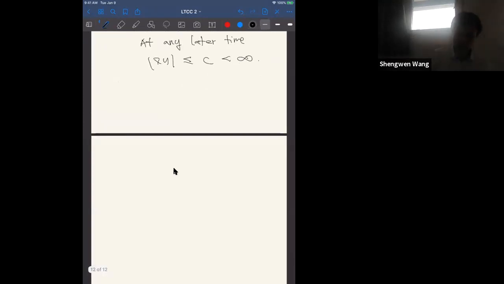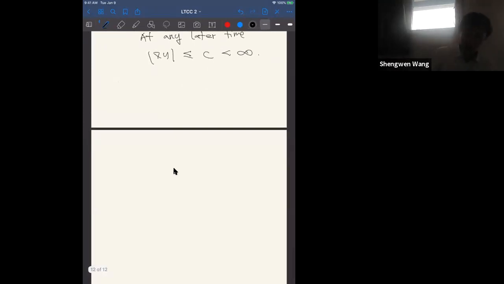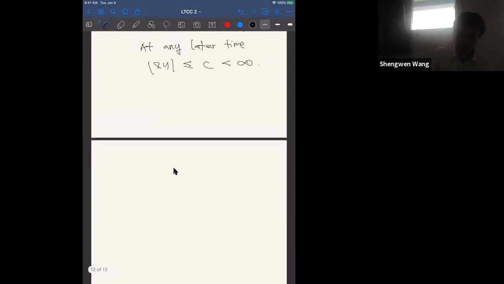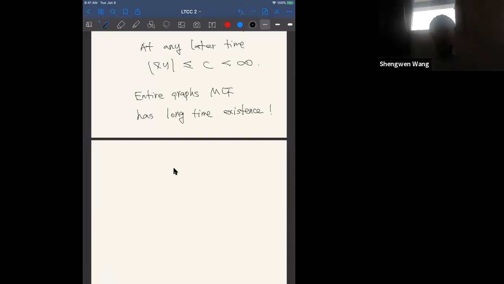So this is, as we said, also another interpretation: entire graphical solutions exist for all time. And there are no singularities for mean curvature flow of entire graphs. Okay.